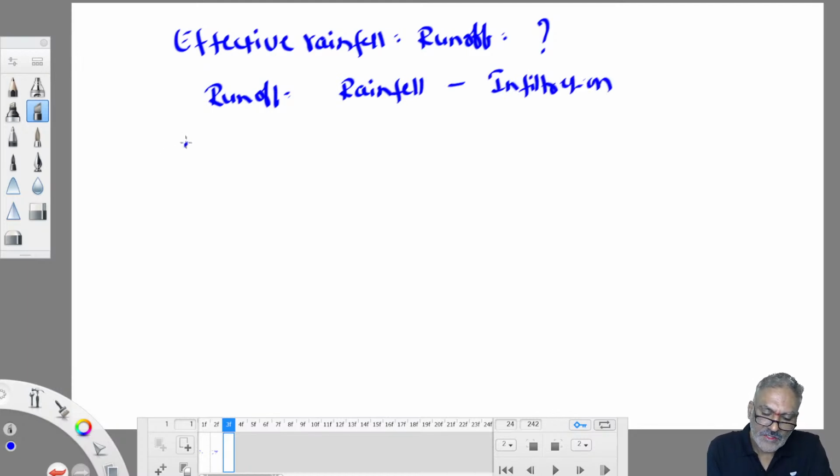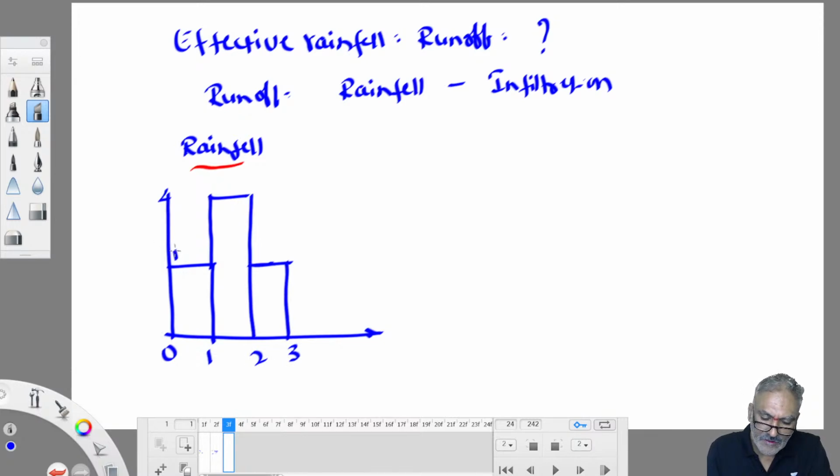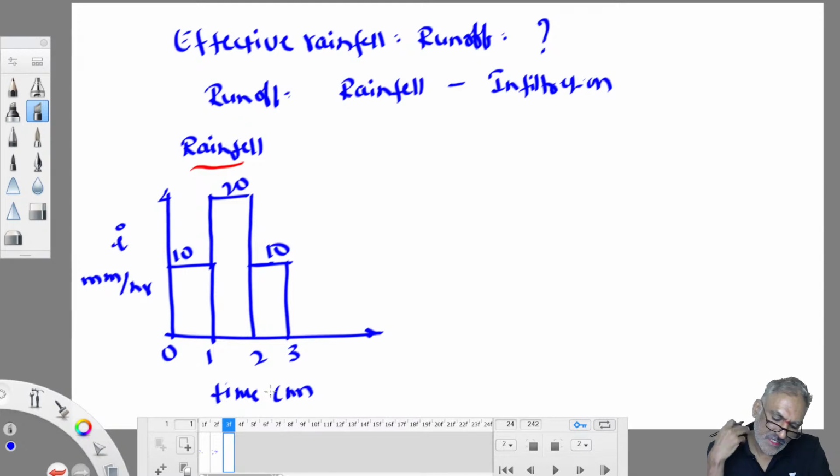To find rainfall, what is given? Rainfall information is given in the form of a rainfall hydrograph. 0 to 1 hour, 10 mm per hour. 1 to 2 hours, 20 mm per hour. Again 2 to 3 hours, 10 mm per hour. So 10, 20, 10: intensity versus time plot, in mm per hour against time, first 1 hour, second 1 hour, third 1 hour.